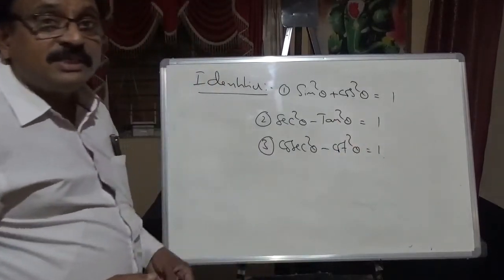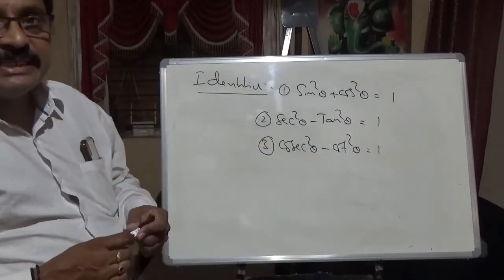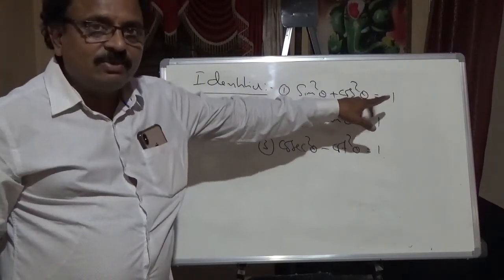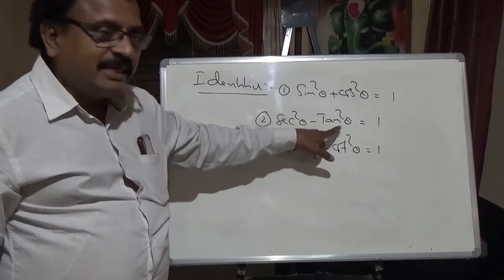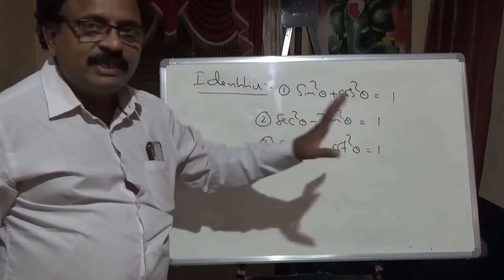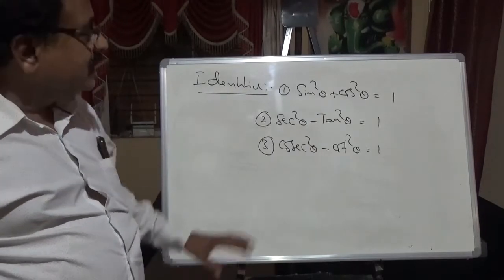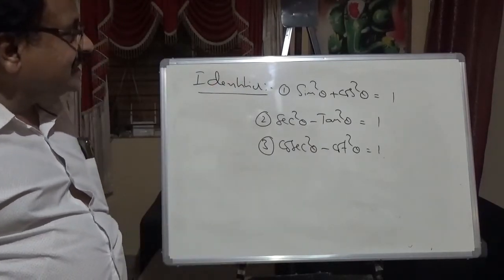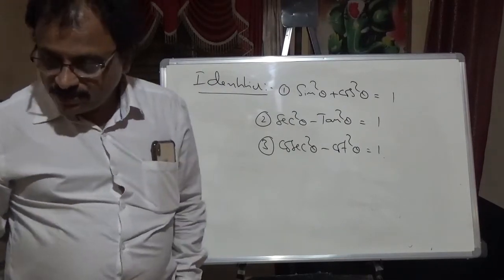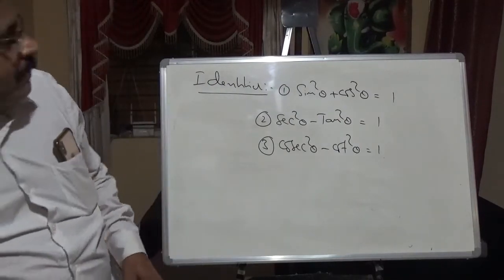In most of the places we are going to use these identities. The first identity, sin square theta plus cos square theta is equal to 1. Sec square theta minus tan square theta is equal to 1. Cosec square theta minus cot square theta is equal to 1. These are the three identities in trigonometry. Clear? Okay? Any doubt? Please ask me.